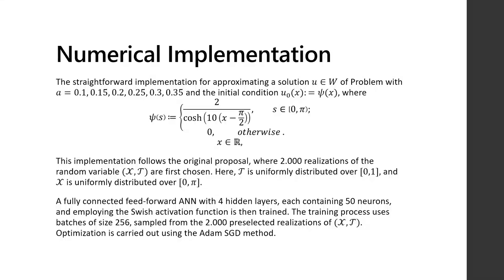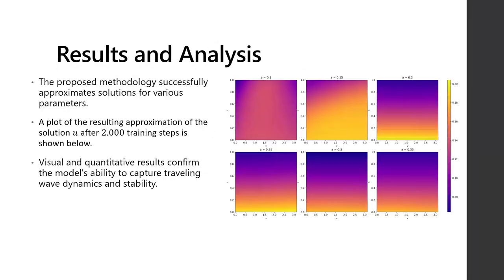The training process uses batches of size 256 sampled from the 2000 preselected realizations of random variables. Optimization is carried out using the Adam SGD method. On this slide, you could see the result of the numerical execution.